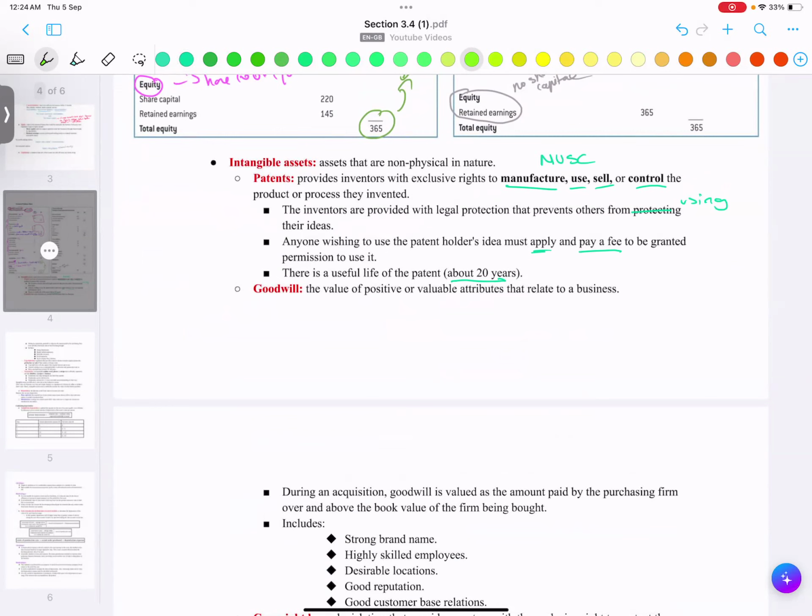They see, okay, the firm is actually worth 3 million, but their goodwill is really good, their brand awareness is amazing. So we're going to pay 3.2 million just for the goodwill. That includes a strong brand name, highly skilled employees, desirable locations, a good reputation, and good customer base relations, because this can help the owners acquiring it in the future. These are really, really important, guys.